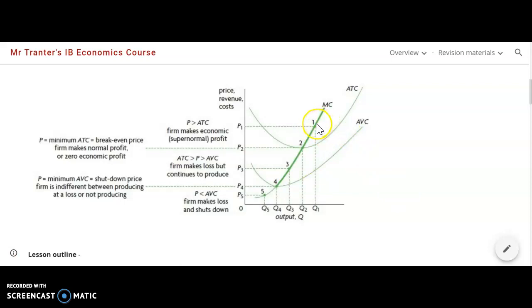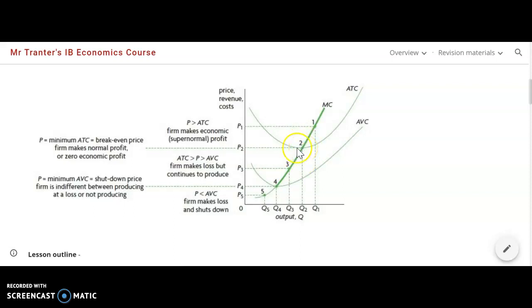So what I was saying is, as more firms enter the market, the price then falls. We were here at P1. The price is now going to fall to P2. The firms have to take the price because they have no power over the market. Therefore, they are now operating at the point of normal profit.